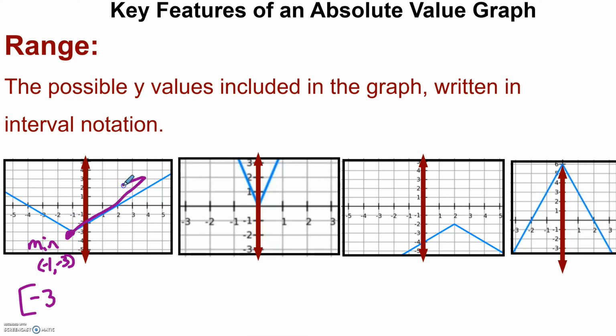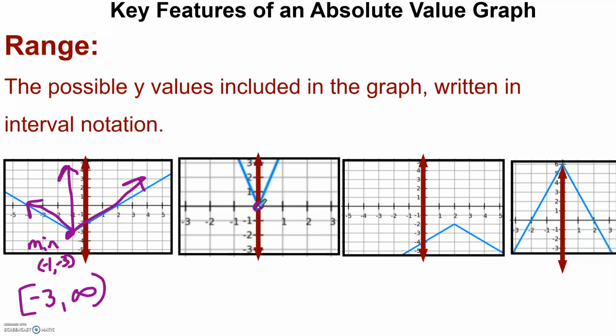Now, we know that these go on forever, which means we are forever going up. What value will we eventually reach? Positive infinity. Do I use a bracket or a parenthesis? Parenthesis. And there's my range for the first graph. Do your best to find the range of the second graph.